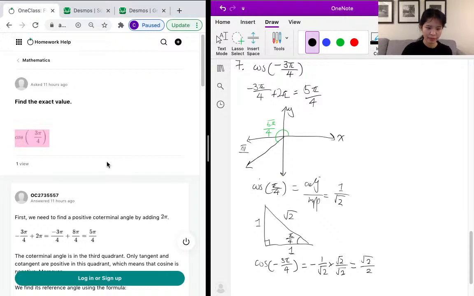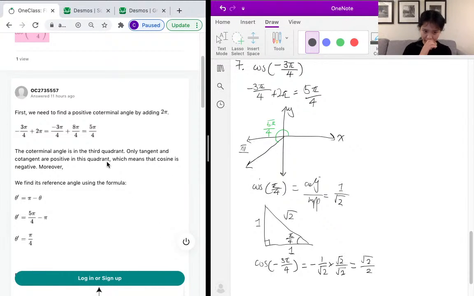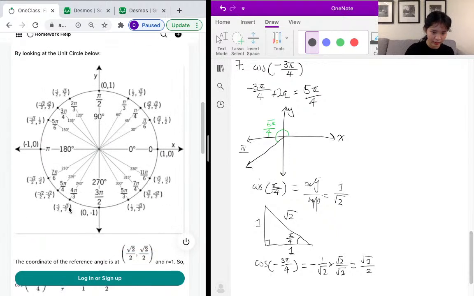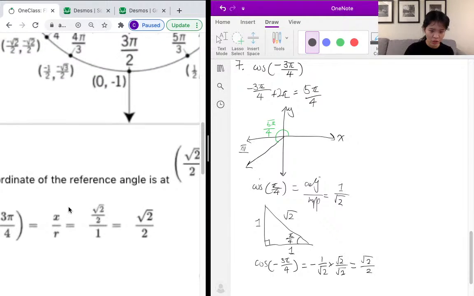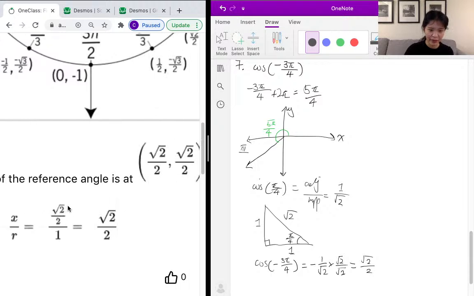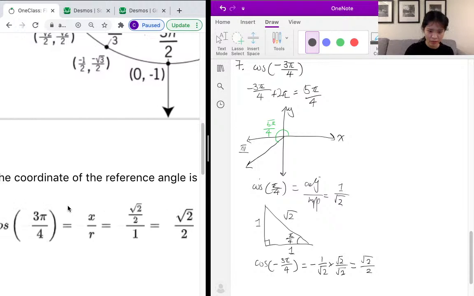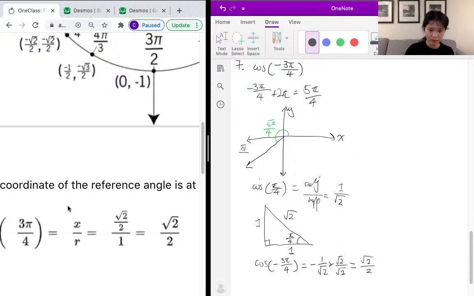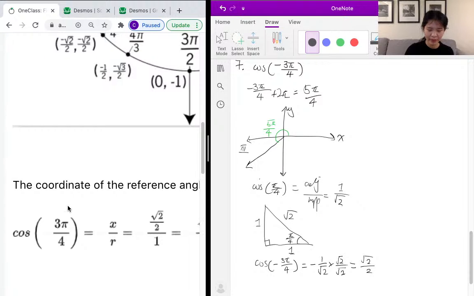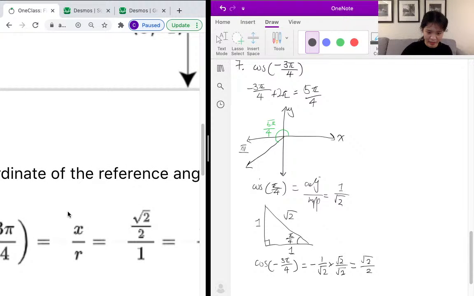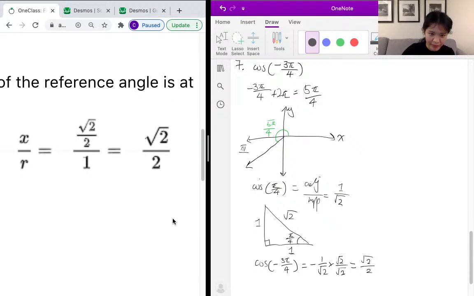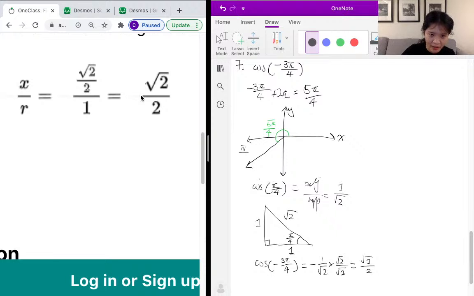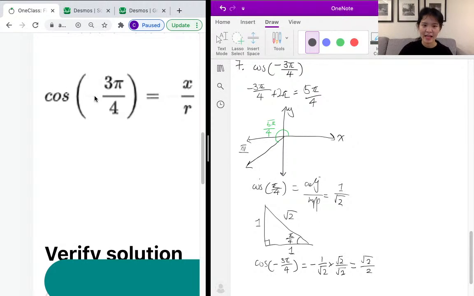Now let's look at our sample solution. Our sample solution here says that the value of the cosine of negative 3 pi over 4 is root 2 over 2, which is not correct, because even if you're looking at the cosine of 3 pi over 4, it is still negative root 2 over 2. Actually, I think it's just a problem of the images, because if you zoom in, you can see a negative sign over here, and you can see a negative sign over here for the angles as well.